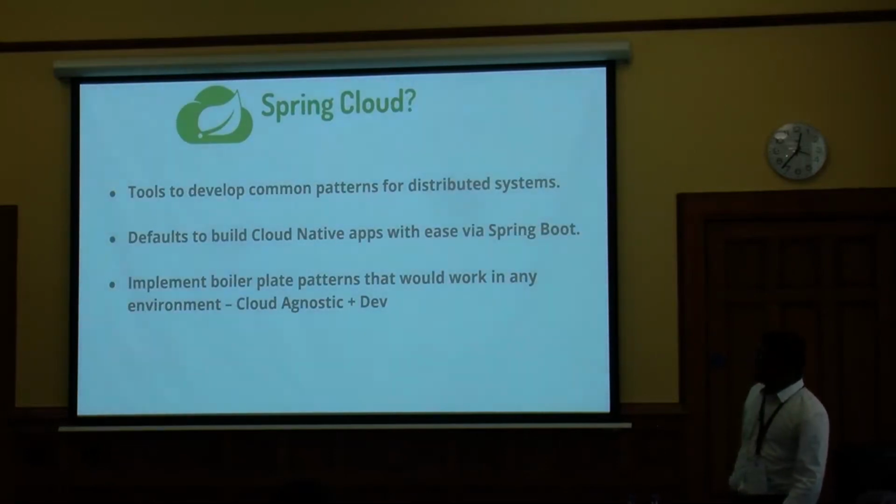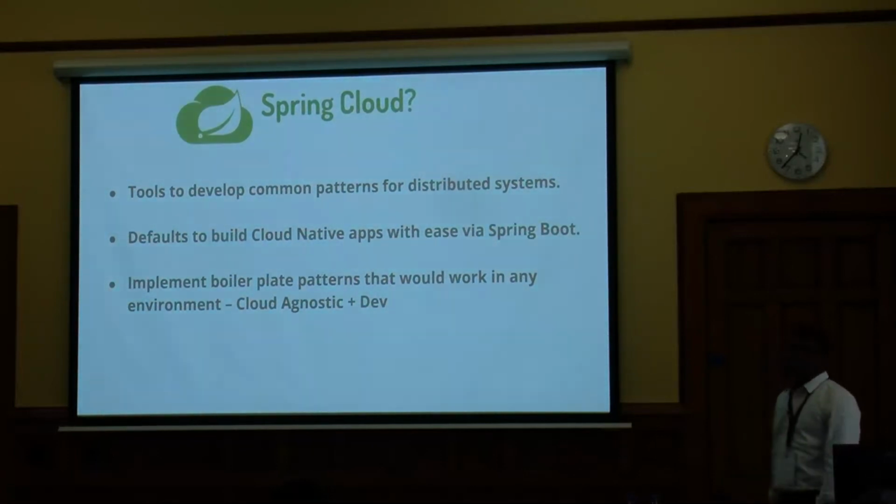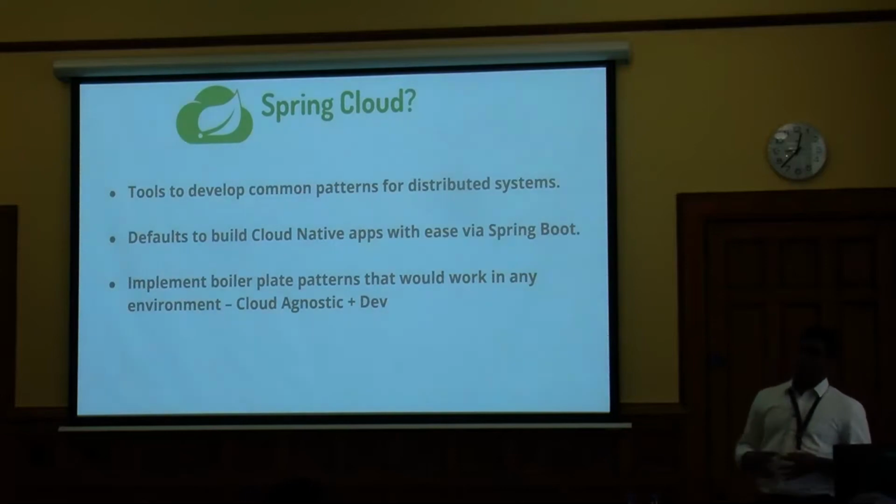What Spring Cloud actually does is provide tools to develop common patterns for your distributed systems. It helps you avoid boilerplate patterns; you need not implement them yourself. It provides lots of libraries to handle that, and it works in any environment, being cloud agnostic. You can also do development locally; you don't need a cloud system to develop a microservice. You can develop and test it on your local machine without any cloud support.